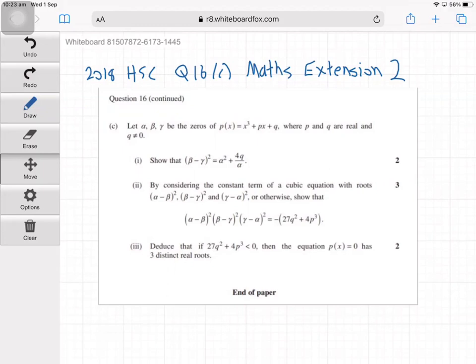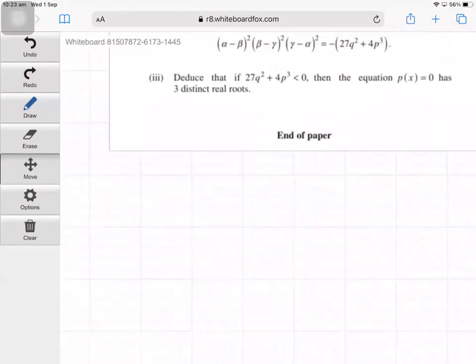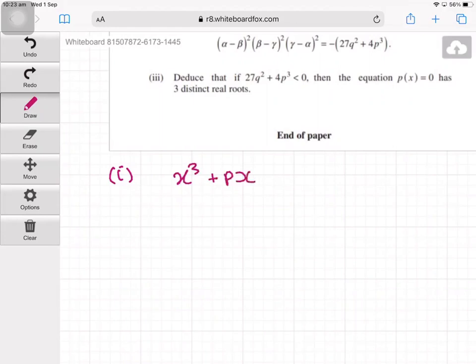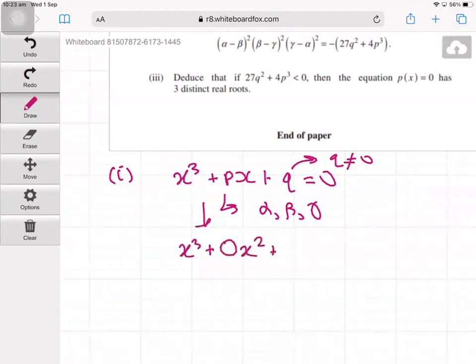Okay, let's have a look at the first part. So the polynomial is x cubed plus px plus q equals 0, and the roots are alpha, beta, and gamma. In fact, we can just write the coefficient of 0 in front of the x squared to make it a bit more clear.